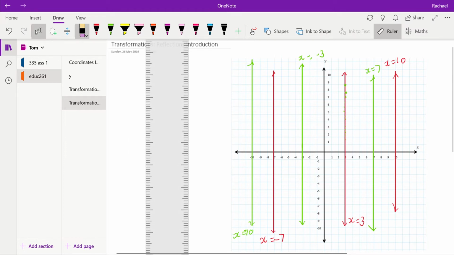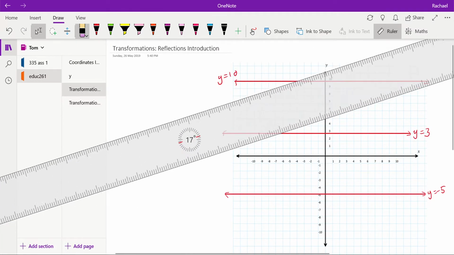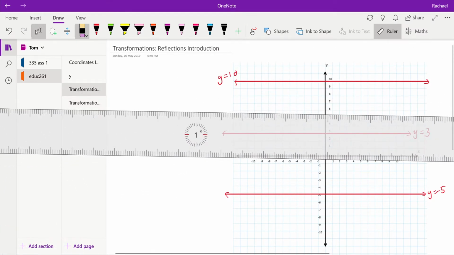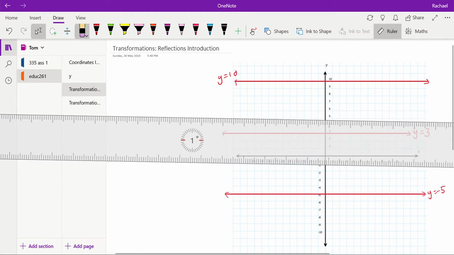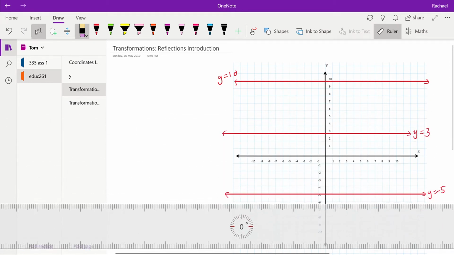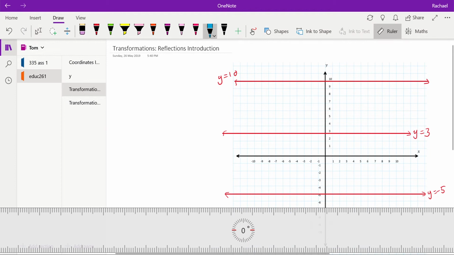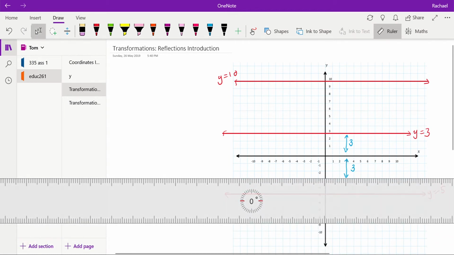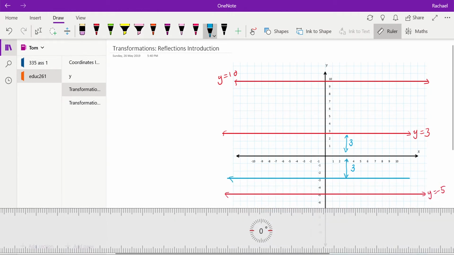And we'll also do the same thing across the x-axis. So if you want to reflect the line y equals 3, we reflect it downwards across the x-axis, the whole line. So this is 3 units away. So we reflect it 3 units away on the other side, and we get a line just like this, and this is y equals minus 3 instead of positive 3.